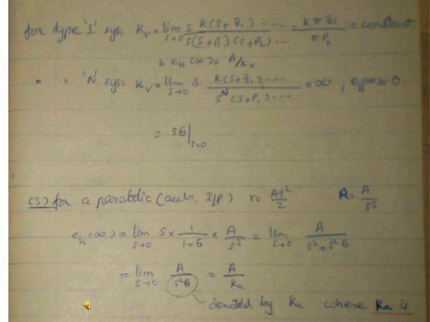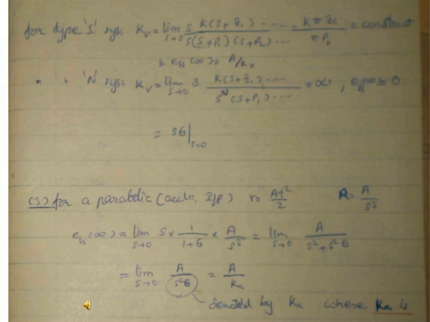Now for the type 1 system, K_v is the limit as s approaches 0 of s multiplied by K multiplied by (s plus z1) divided by s multiplied by (s plus p1) multiplied by (s plus p2), which is a constant. For the type n system, the velocity constant K_v is the limit as s approaches 0 of s multiplied by K multiplied by (s plus z1) divided by s to the power n multiplied by (s plus p1), which is infinity. So the steady state error is constant in the type 1 case.